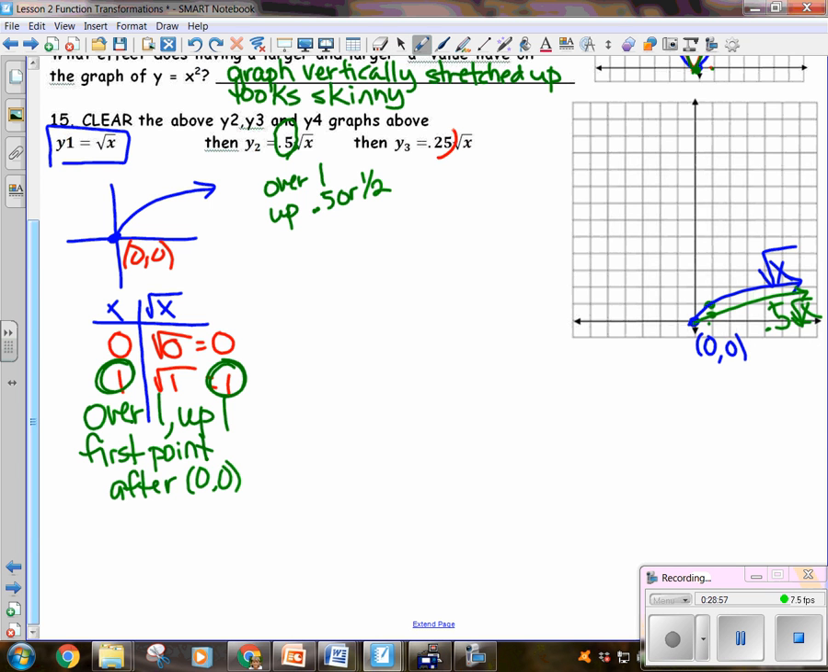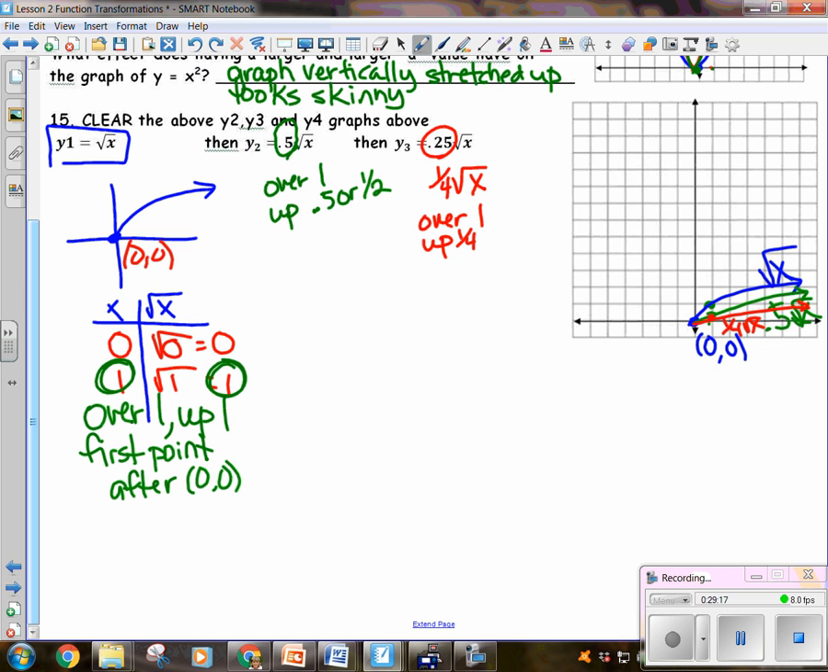What happens if you put 0.25? That's actually the same thing as 1/4 square root of x. Well, I'm still going to go over 1. You always go over 1. But this time you're just going to go up what? We're just going to go up 1/4. So if I only go up 1/4, that's 1/4 the square root of x.